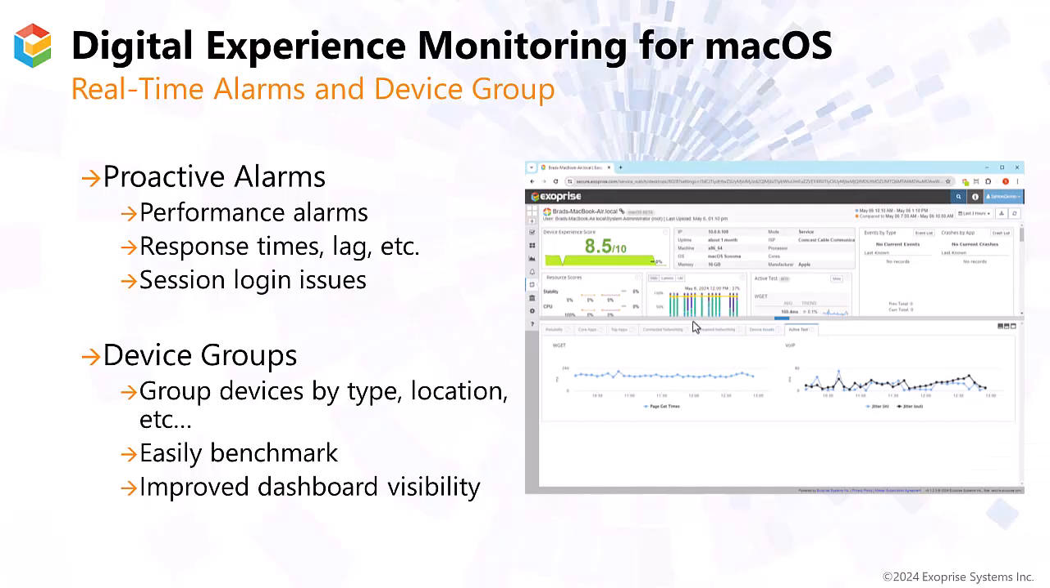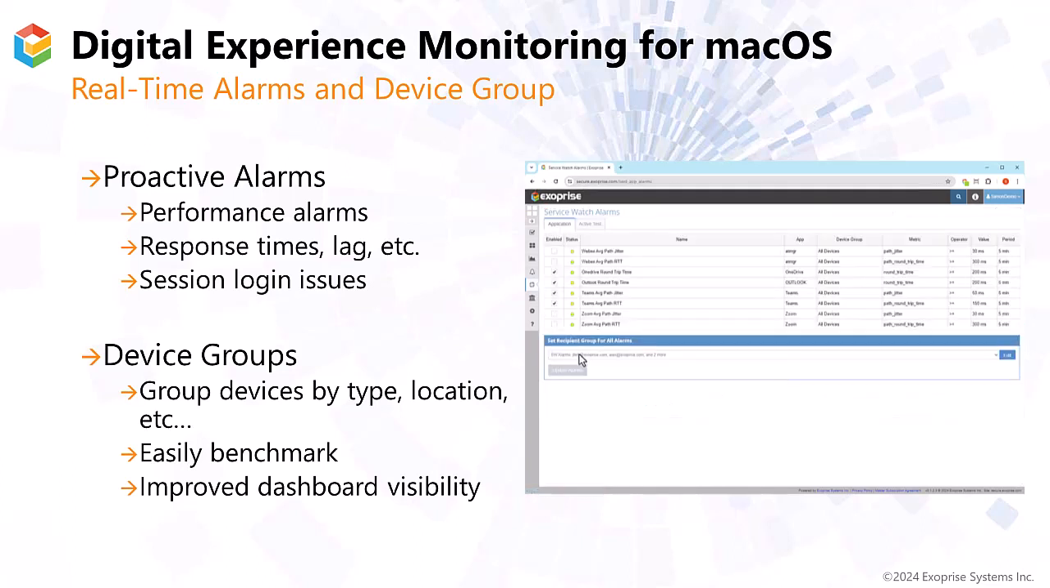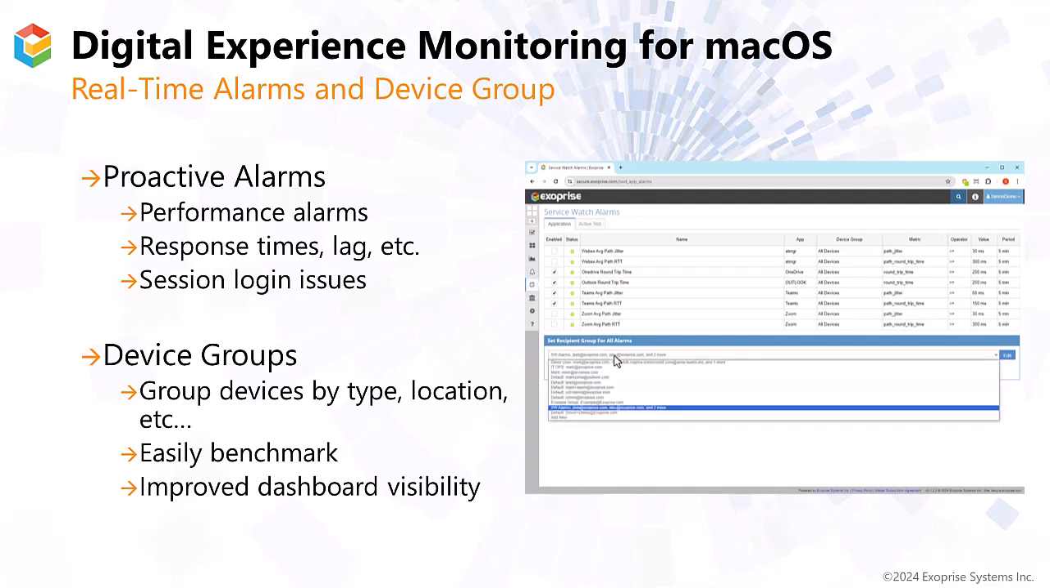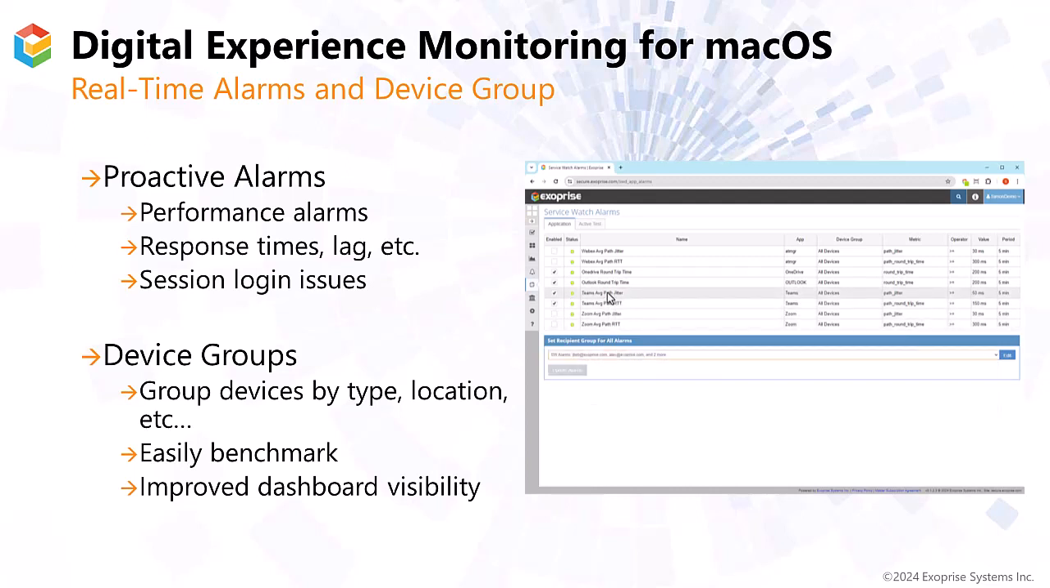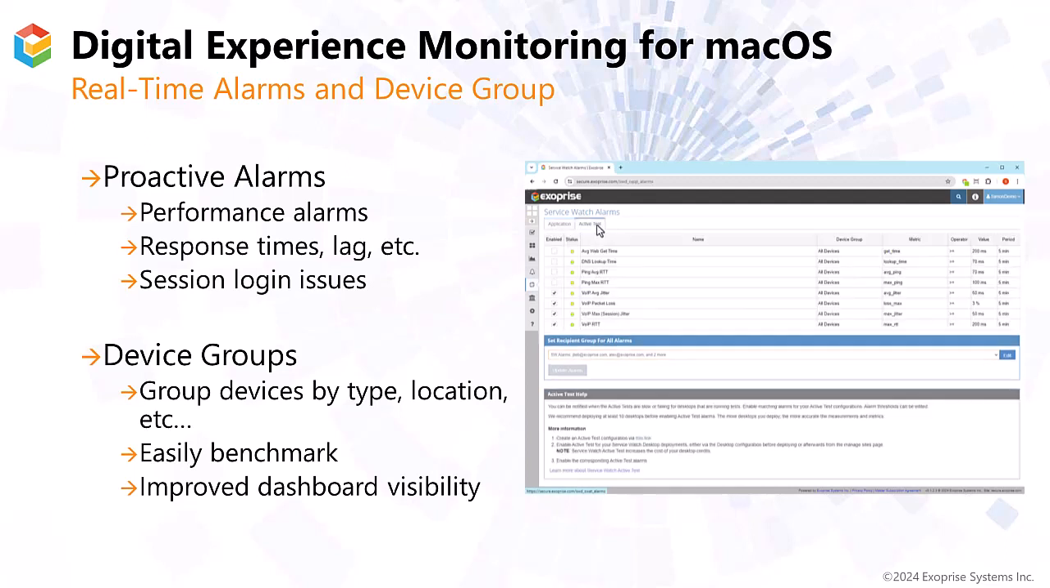After ServiceWatch has been deployed, you'll want to enable the appropriate alarms. To enable the alarms, navigate to ServiceWatch on the left-hand menu and select Alarms. You'll be presented with a list of the applications alarms can be enabled from. By checking the checkbox and selecting the recipients, the alarms will now begin triggering when the thresholds are met. To enable active test alarms, select Active Test from the top and toggle the alarms, as well as select the recipient.